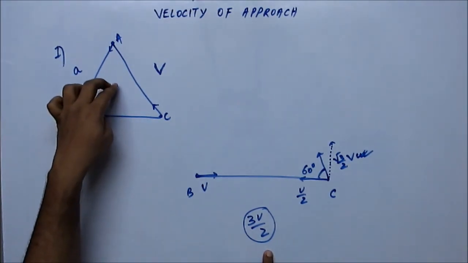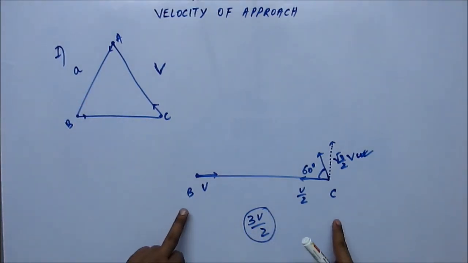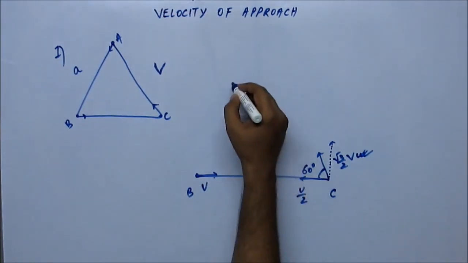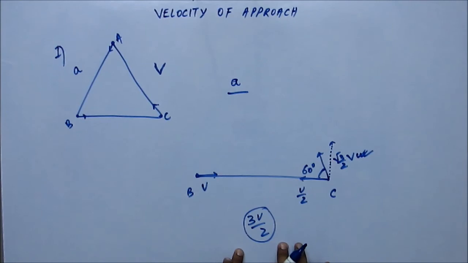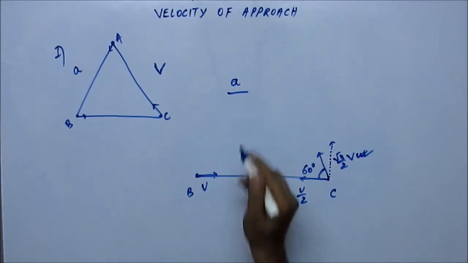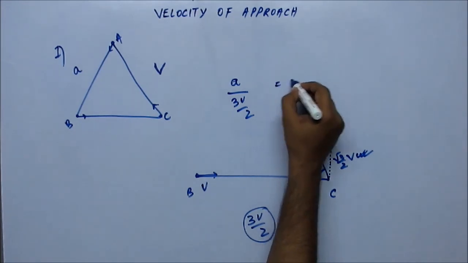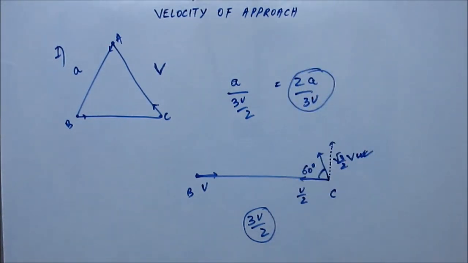And when they collide at the centroid, the distance is going to be 0. The initial distance is a unit. So the time it will take for C to reach B, or B to reach C, will be the total distance it has to cover, that is a unit, divided by the velocity with which they are approaching each other, that is 3V by 2. So the time it would take is 2A by 3V. In this given time, they will come together.